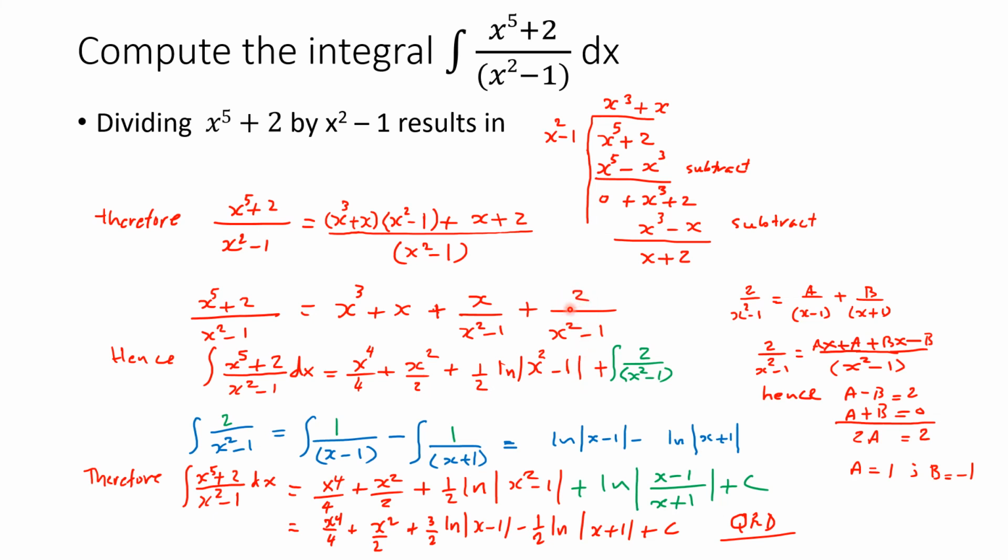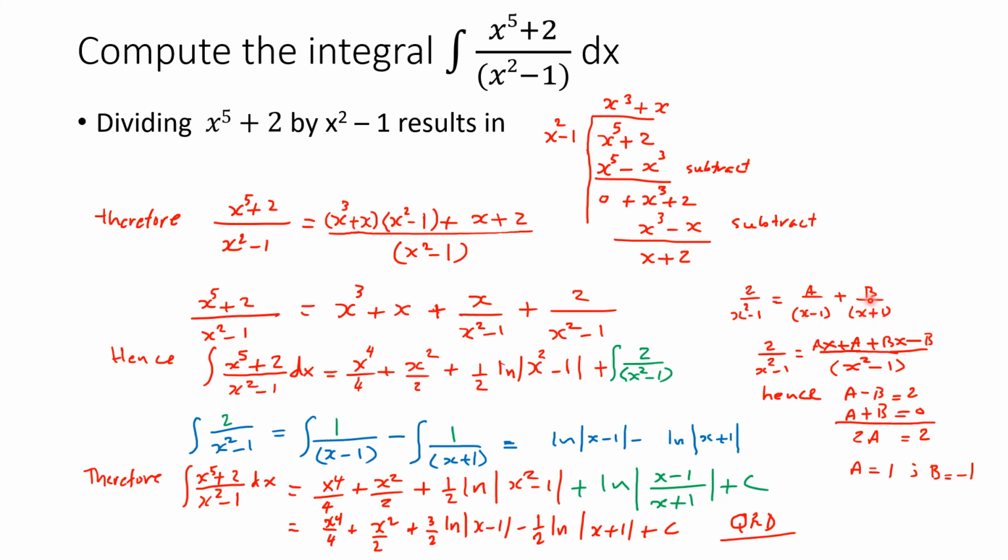So this one is 2 divided by x minus 1. This is the whole integration that's left. All the integrations on the previous ones are done except this. So for this one we have to do partial fractions, and 2 divided by x squared minus 1 will be equal to a divided by x minus 1 plus b divided by x plus 1.